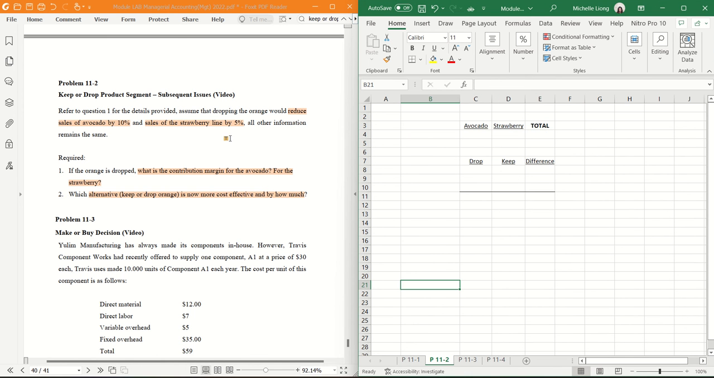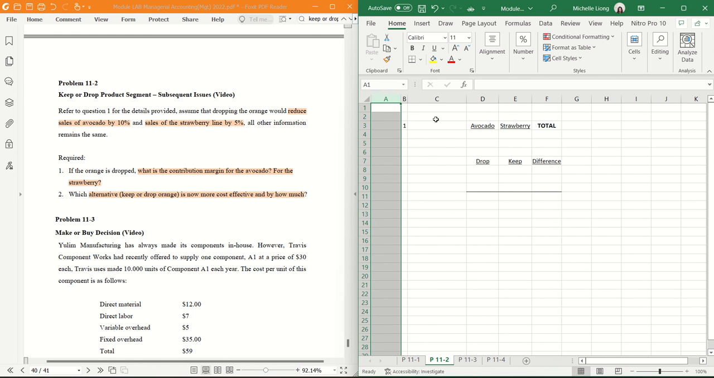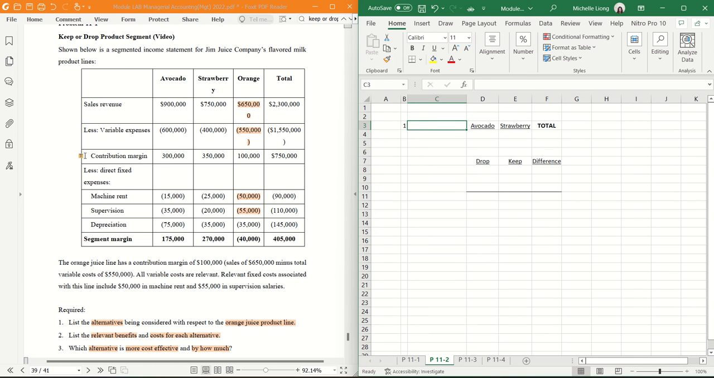Okay, so they said that the first one is we need to find the contribution margin, right? So the contribution margin for the avocado and the strawberry. So let's go and see. Contribution margin for avocado and strawberry in the beginning is 300 and 350. And the total is 650.